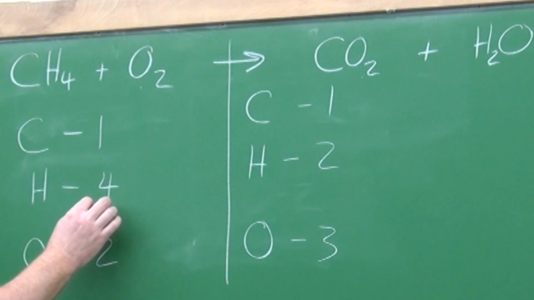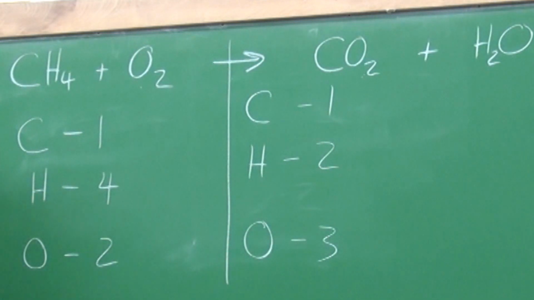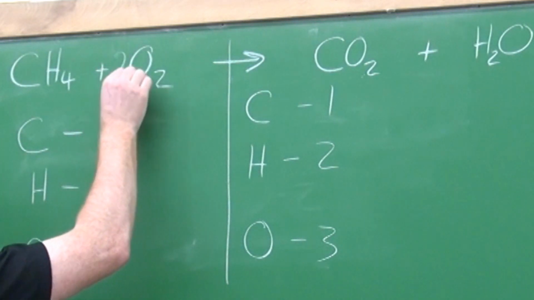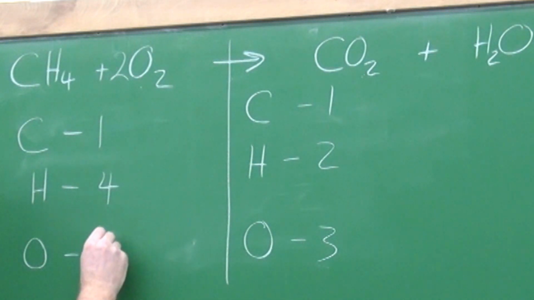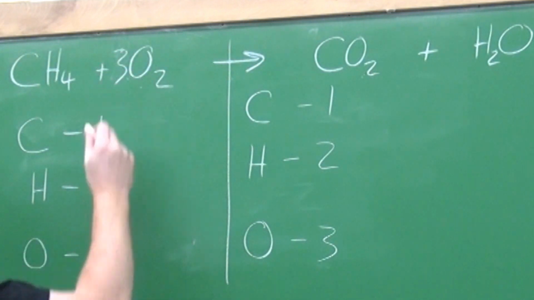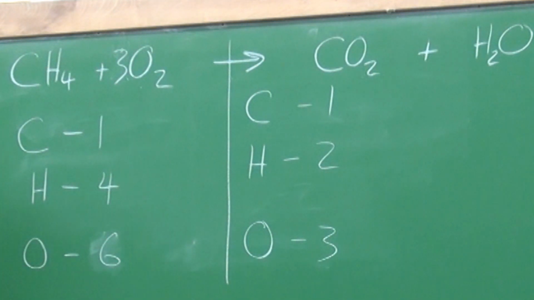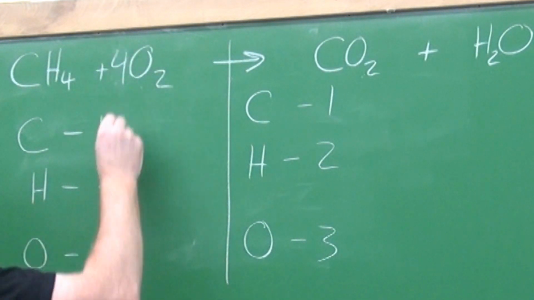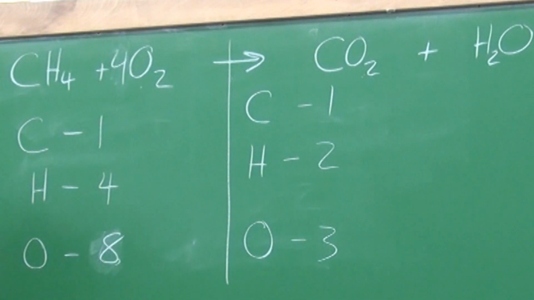Well, we can see that we have 4 hydrogen here and 2 there. That's a bit of an issue. And we've got 2 oxygen here and 3 oxygen over there. So that's an issue. Now, this is a big tip. Let's do a little observation here. If I put a 2 out front here, I would end up with 4 oxygen. If instead I change this to a 3, I'd end up with 6. I put a 4 here, I have 8.